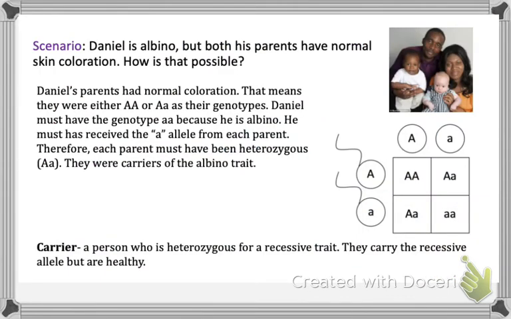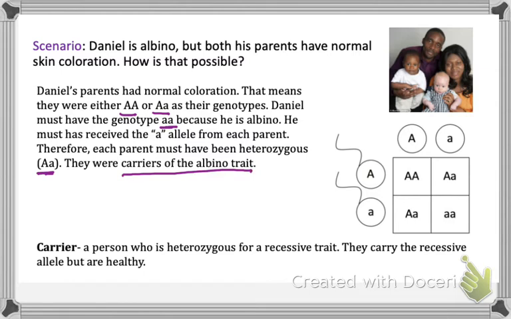So let's look at Daniel. Daniel's parents had normal coloration. That means they were either homozygous dominant or heterozygous. Daniel must have the genotype little a little a because he's albino. He must have received a recessive little a allele from each parent. Therefore, each parent must have been heterozygous. They were what we would consider carriers of the albino trait.